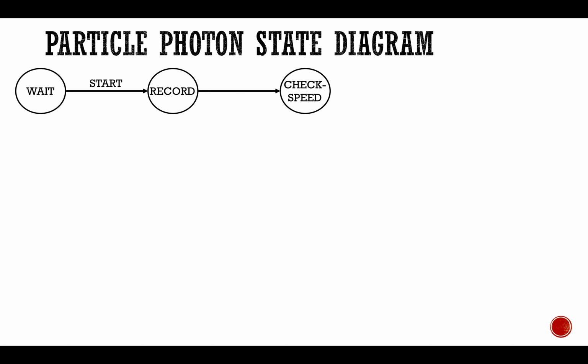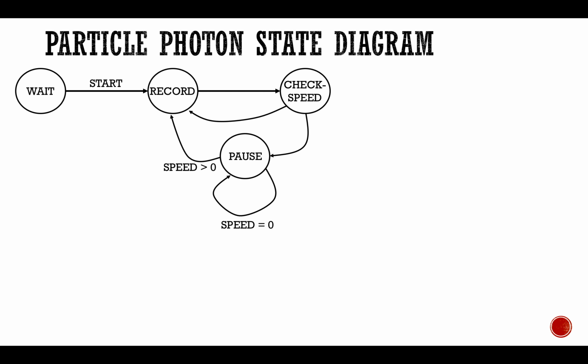In this state, we check if prior speeds were zero. If not, we go to the record state. But if we have prior speed values equal to zero, we go to the pause state. And we stay in the pause state until we get a sample value of speed which is greater than zero, and then we go to the record state.